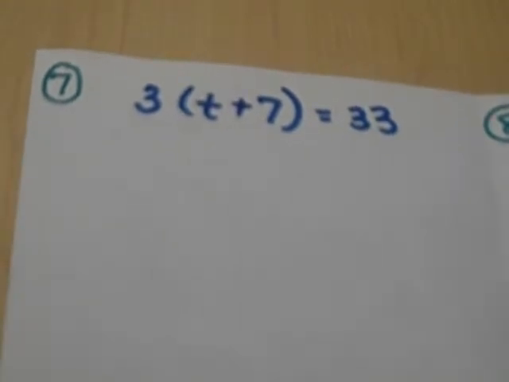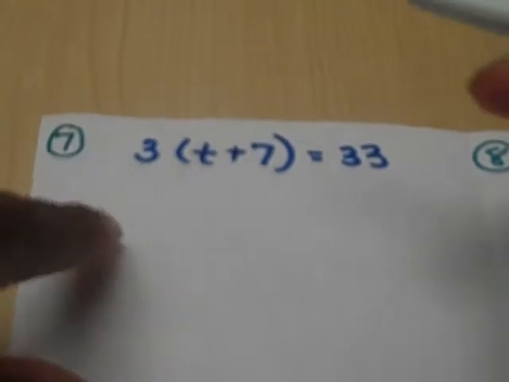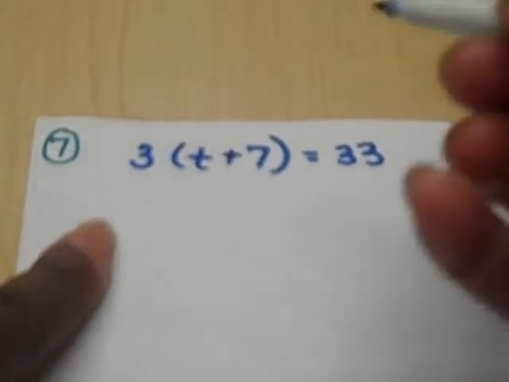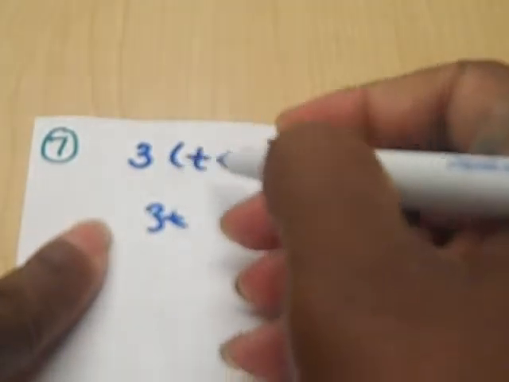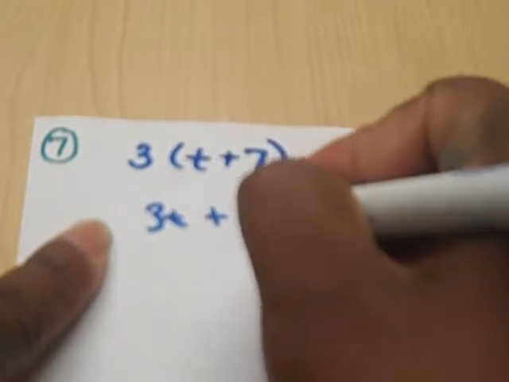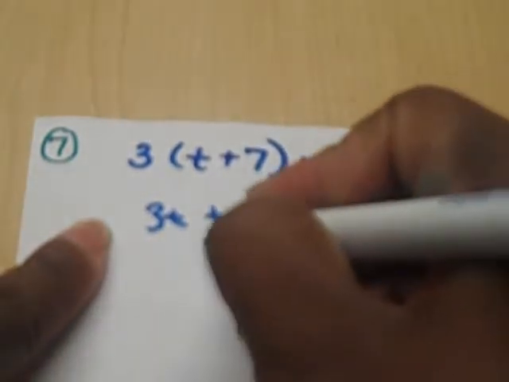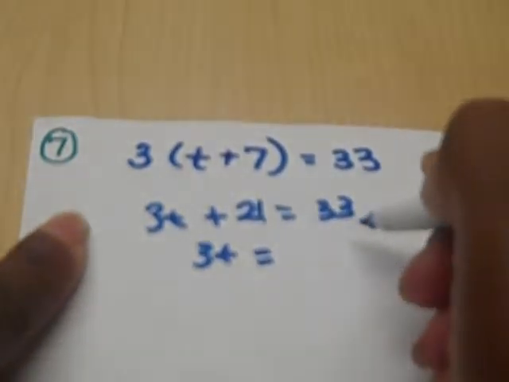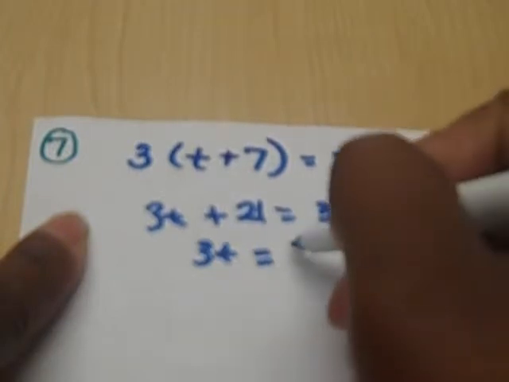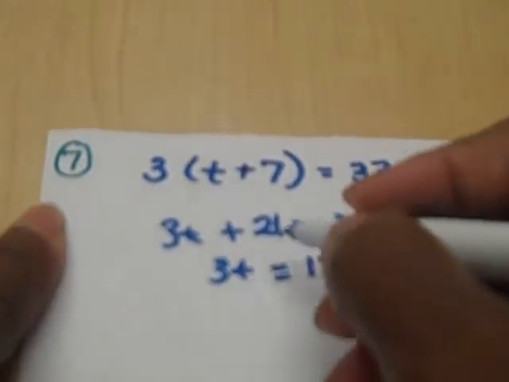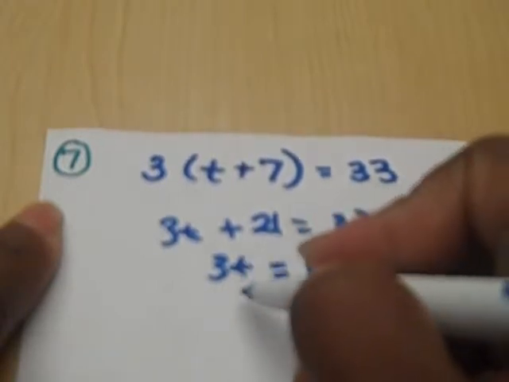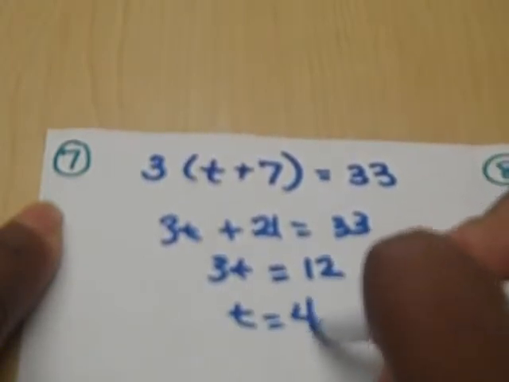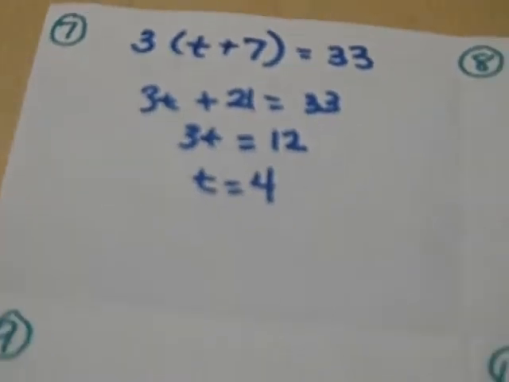We're asked to solve for t. T is in the parentheses, so we can distribute the 3. 3t, multiplying times the t, plus 3 times 7, 21, equals 33. We'll subtract 21 from both sides. 33 minus 21 is 12. Dividing both sides by 3, we get t equals 4. Okay? Number 8.